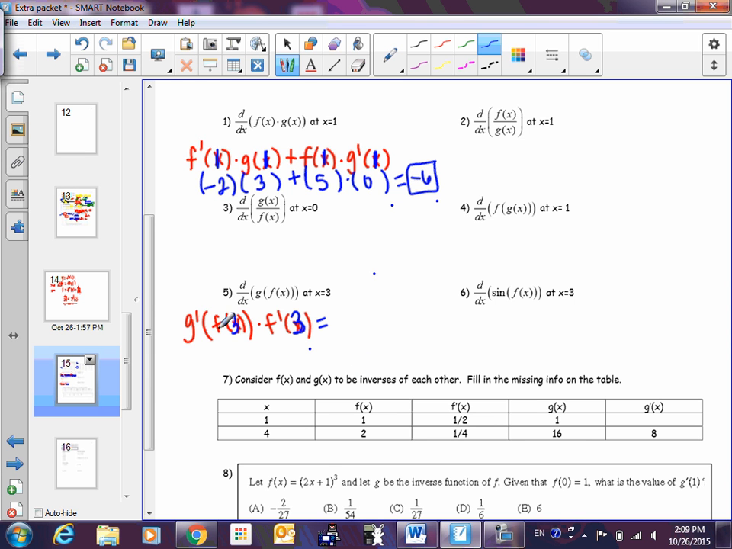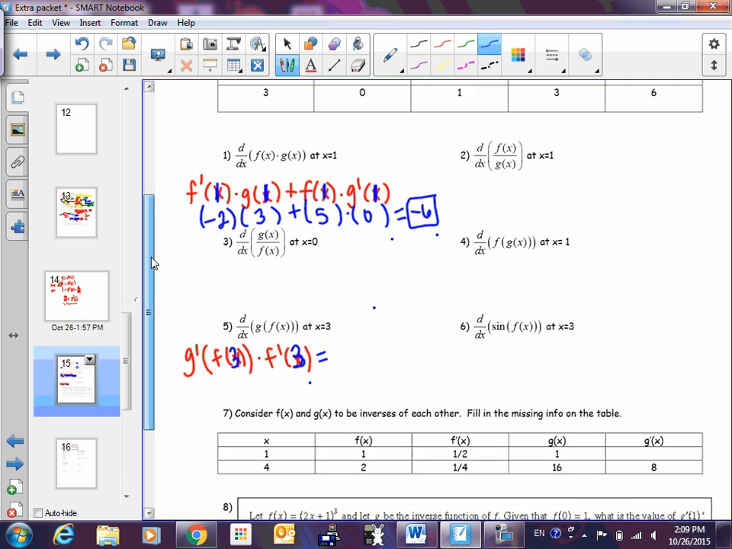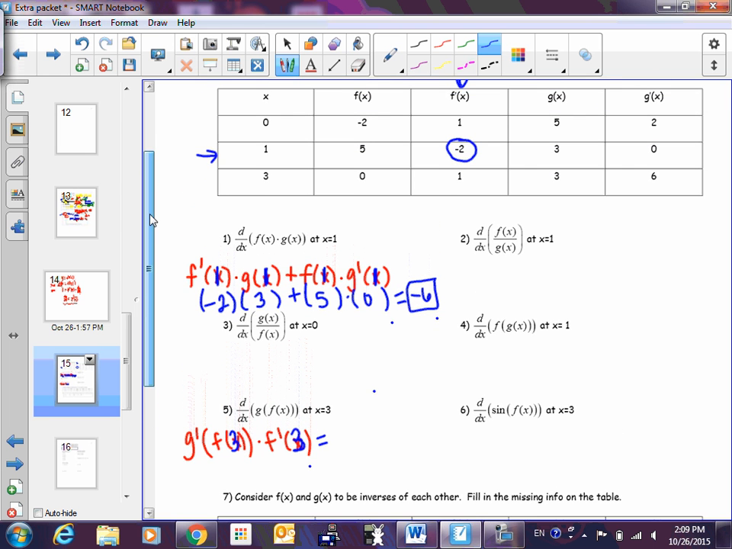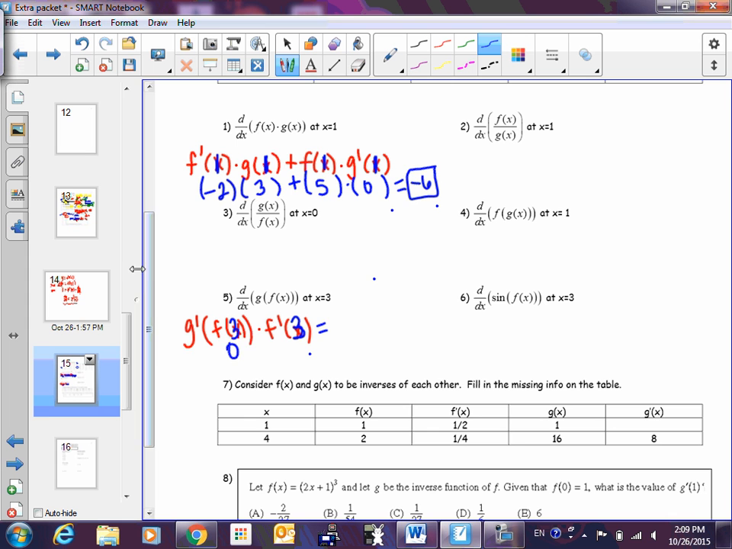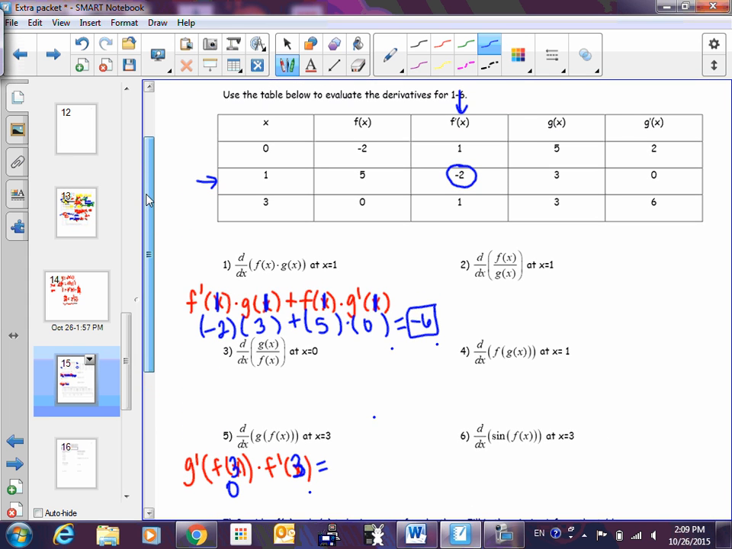So we need to actually figure out what f of 3 is, and then take g prime of that number. So what is f of 3? 0. So that's 0. Now we got to do g prime of 0, which is 2. And then f prime of 3, which is 1. So your answer here is 2.